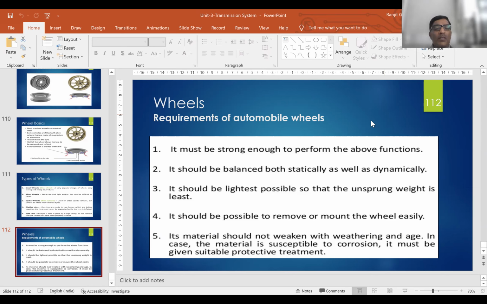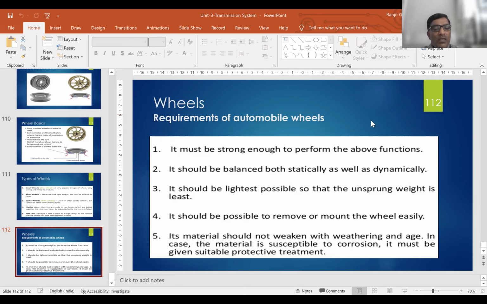It should be irreversible. If there is some obstacle, it should have irreversible characteristics. It should not give any reaction to the components that would injure the driver, so those shocks can be avoided. Those can be prevented by designing the steering in such a way.